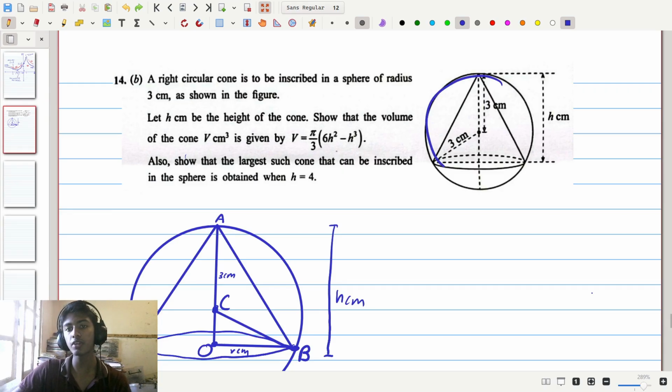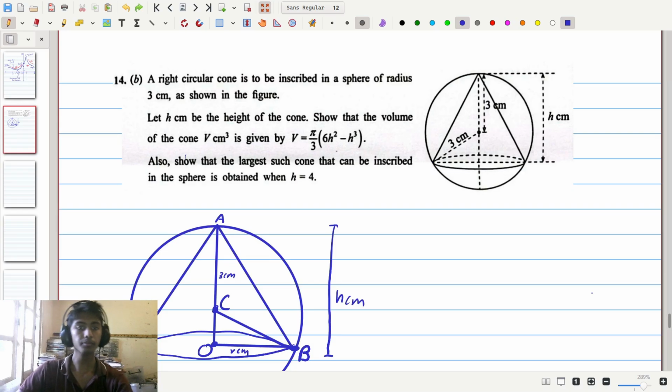So here we have a sphere of radius 3 cm, and inside of the sphere we have a cone. We have a cone such that the apex of the cone is touching the sphere, and additionally the entire circle of the base of the cone, as in the outermost circle of the base of the cone, is also touching the sphere.